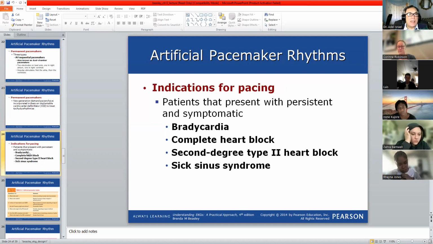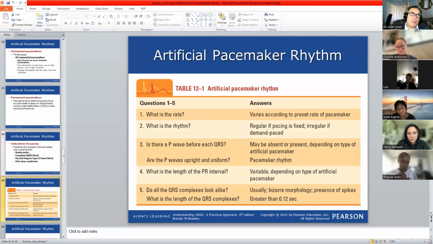What are the indications of a pacemaker? This is a question in the exam. Bradycardia, like I told you, before we start we have to be sure that the patient has symptomatic bradycardia. The second indication, complete heart block, second degree type 2, and sick sinus syndrome, if the SA node is not working properly due to any disease like atherosclerosis or degenerative disease that can affect the SA node.